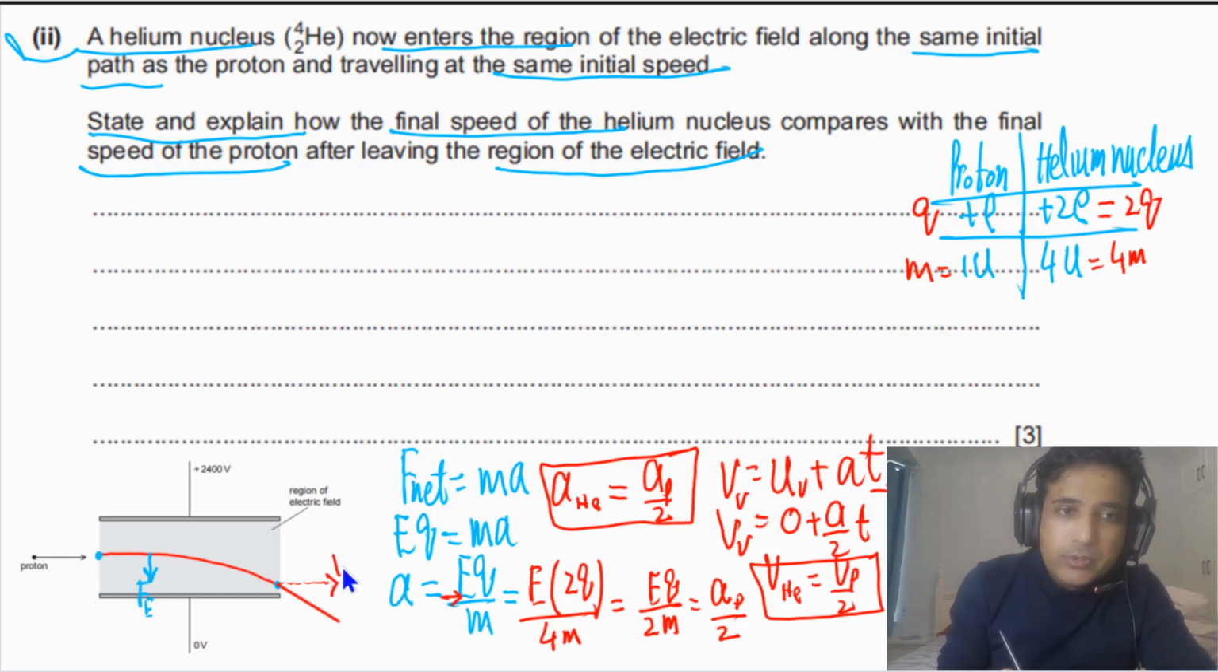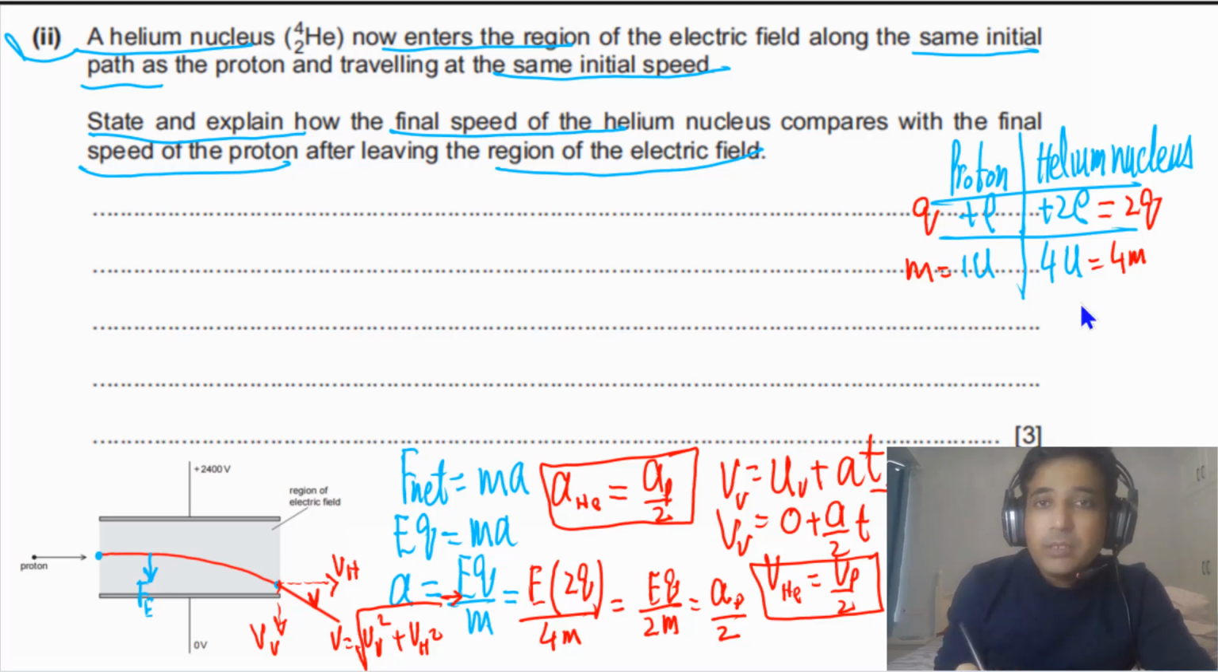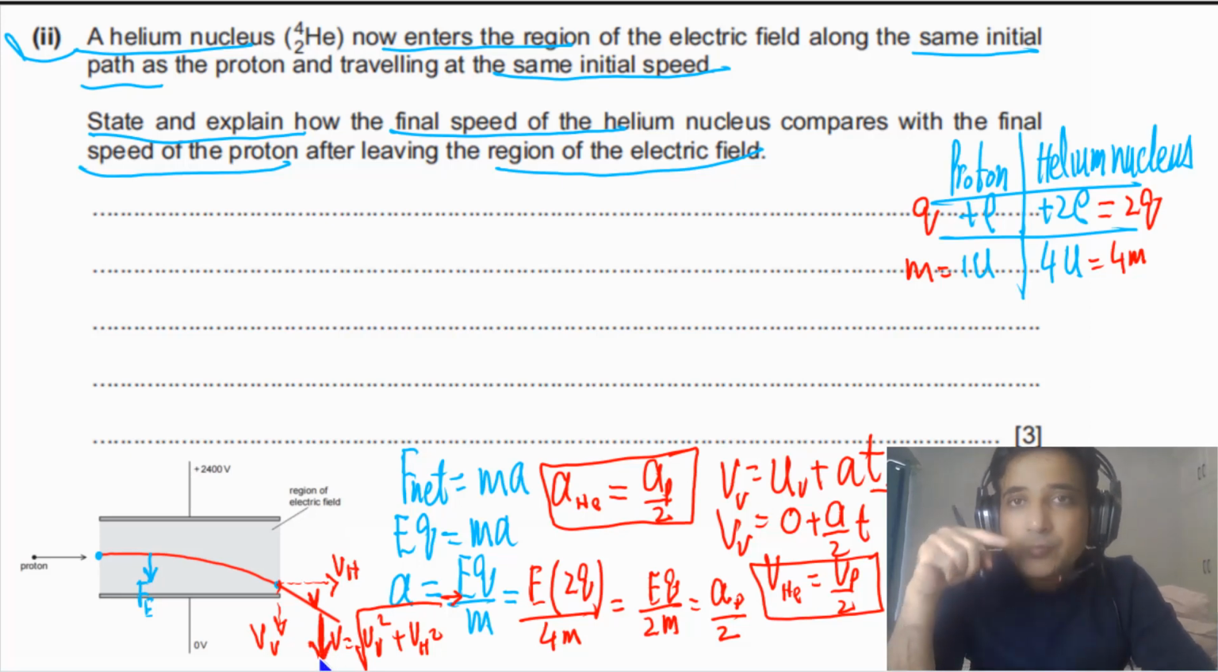This is v vertical, and the velocity v at this point will be equal to the square root of v vertical squared plus vx squared. As the vertical component of velocity of the helium nucleus is lower, the final speed of the helium nucleus will also be lower than the speed of the proton at this point. If we have an understanding of these points, we can write down our final answer.